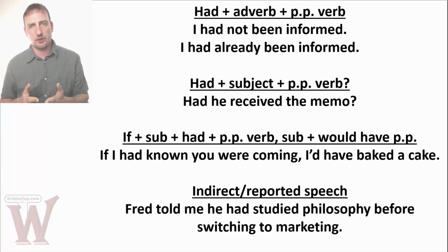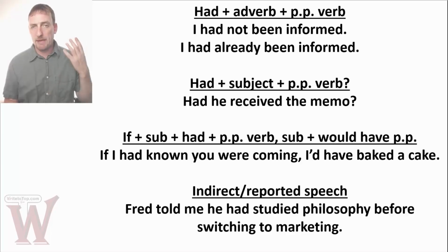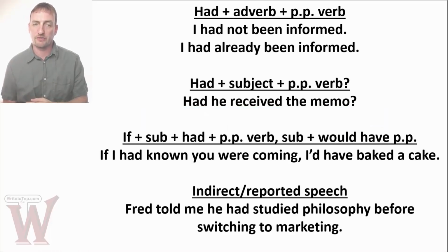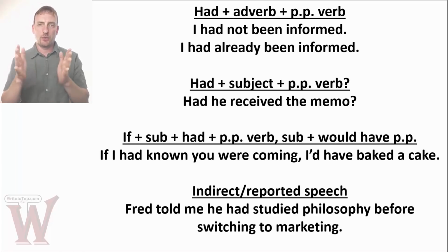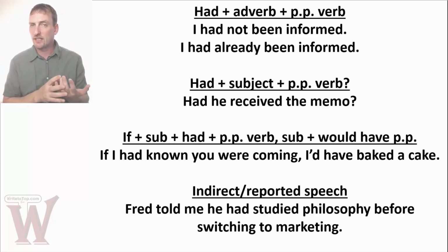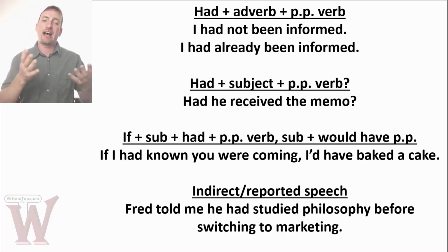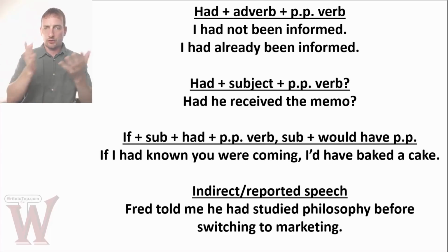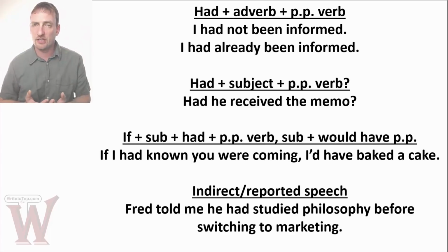Now, here are a couple other situations where we use the past perfect to talk about an unrealistic past conditional. If subject had past participle verb, subject would have past participle verb. If I had known you were coming, I'd have baked a cake. Now, the reason we use had known, would have baked is because all of this is in the past. You can't change the past. So it's basically unrealistic. If I had known, but I didn't know, so I didn't bake a cake. Okay? So we're putting the whole thing as a hypothetical situation.